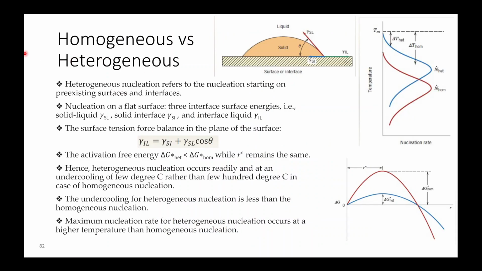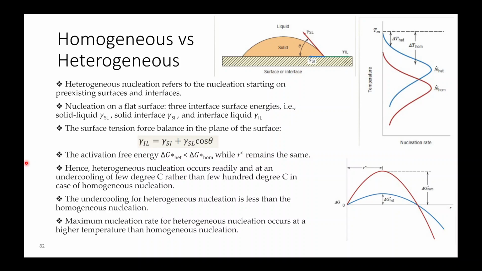Homogeneous versus heterogeneous nucleation. So heterogeneous nucleation refers to the nucleation starting on pre-existing surfaces and interfaces. And for nucleation on a flat surface, it has three interface surface energies: solid liquid, solid interface, and interface to liquid. These three energies. So by balancing these, we get gamma IL equals gamma SI plus gamma SL cos theta.